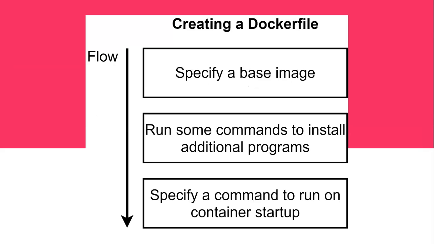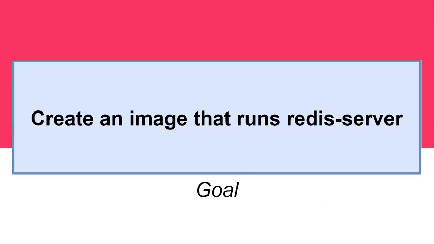Now, the question comes to our mind: how do we create a Dockerfile? So the flow is, as you can see in the video. The first thing is to specify a base image. Then run some commands to install additional programs, so whatever programs our application needs, we put those commands there. Then at the end, we specify a command to start the container. So these are the basic steps that are involved in the Dockerfile.